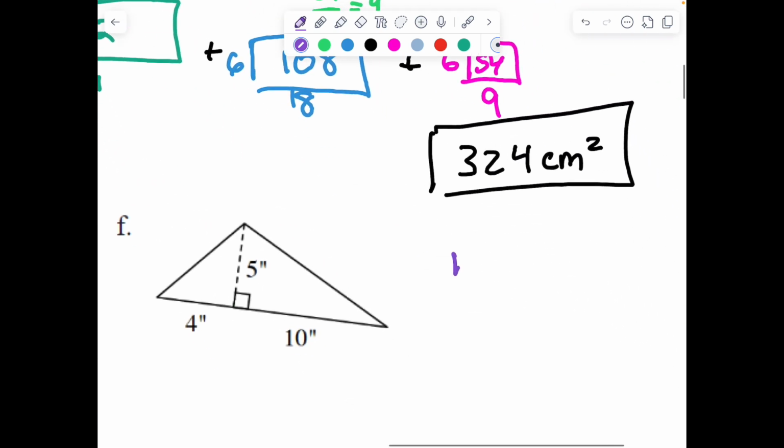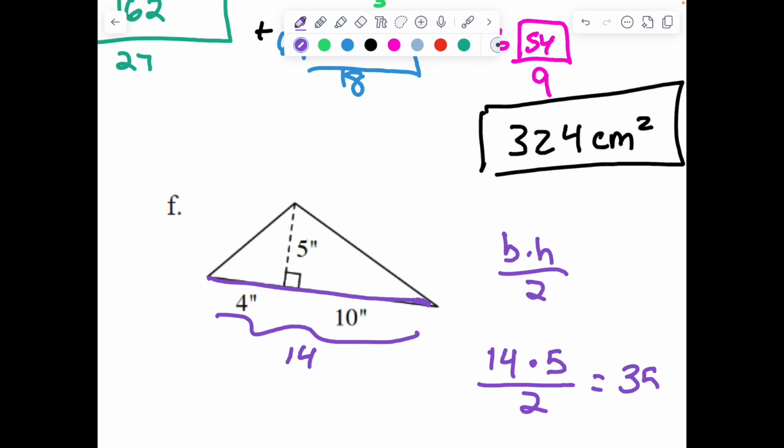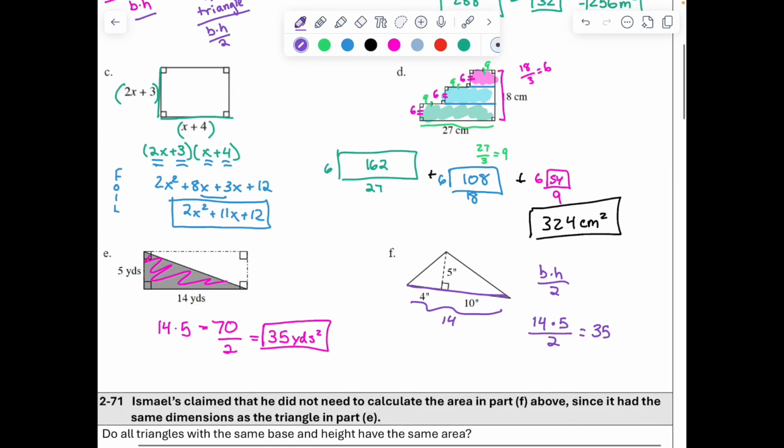So let's use that down here, base times height divided by 2. The base of my triangle here is 4 plus 10, so that's 14. Okay? So that's the base. Times my height, that is going to be 5. That's how tall my triangle is. And then we're going to divide that by 2. So 14 times 5 is 70, and dividing that by 2 is 35.